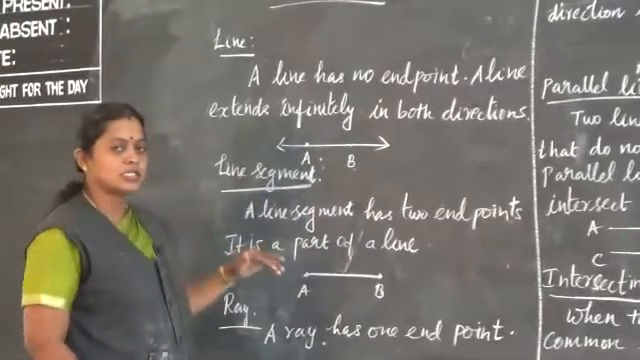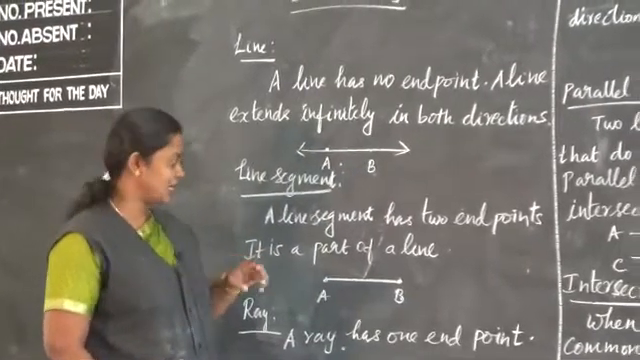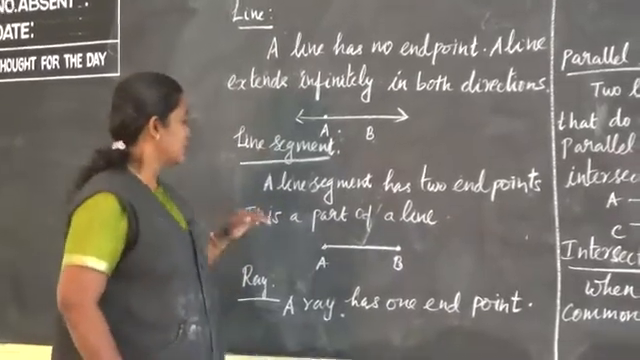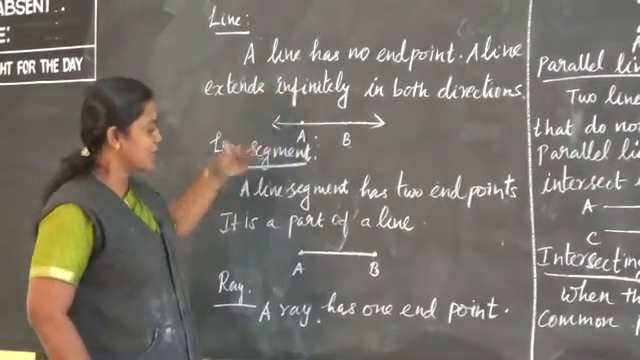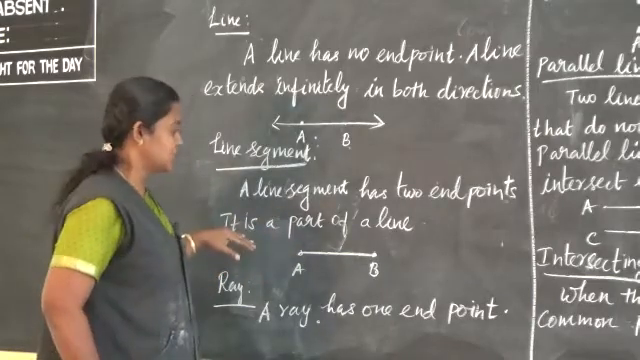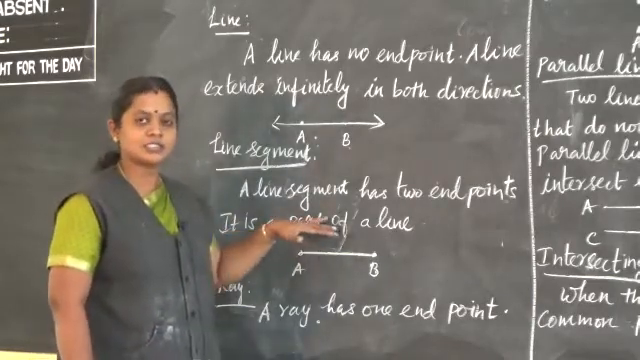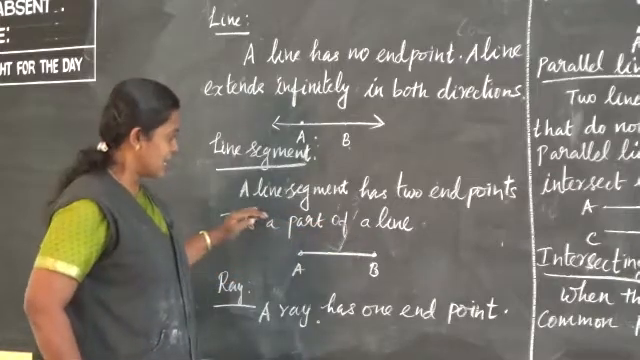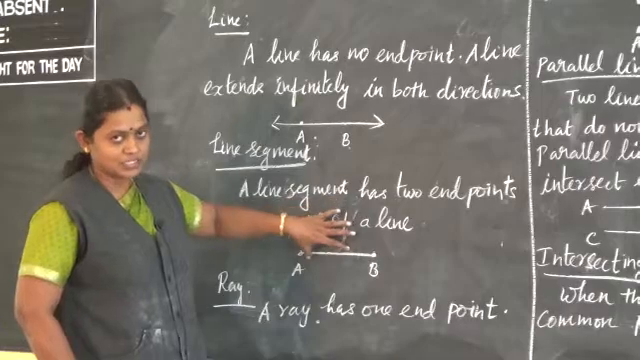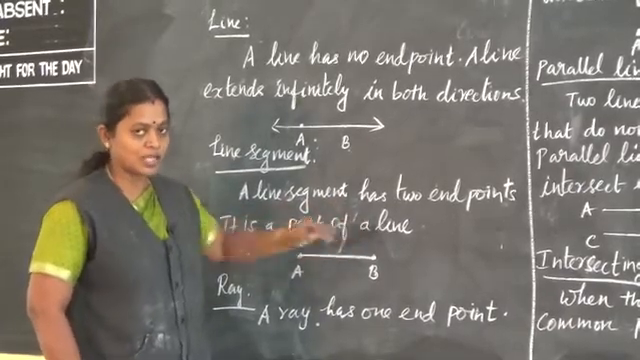The second one is the line segment. What is meant by a line segment? A line segment has 2 end points. It is a part of a line, or a small portion of a line. You can say it in 2 ways: it is a part of a line or else it is a portion of a line. A line segment has 2 end points. Because in practical geometry, we are drawing many line segments.